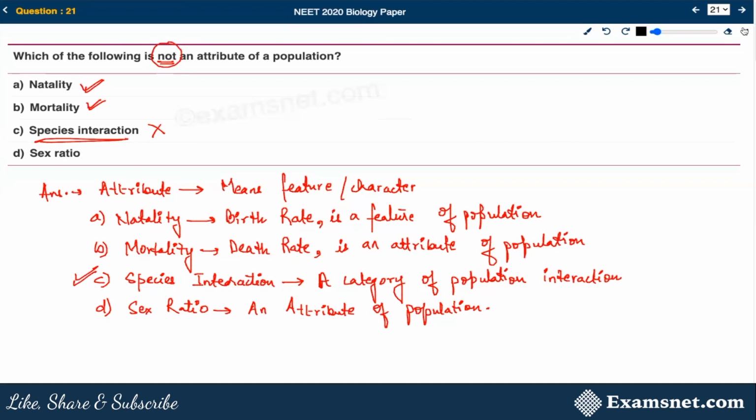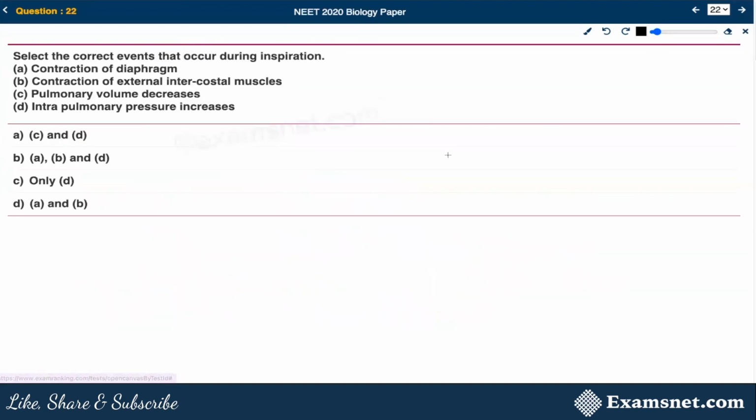All right. Now let's move on to the next question. The next question says you have to select the correct events that occur during inspiration. All right. So inspiration, which is also called the inhalation process, you have to just consider it. Now let me tell you how the process goes on.